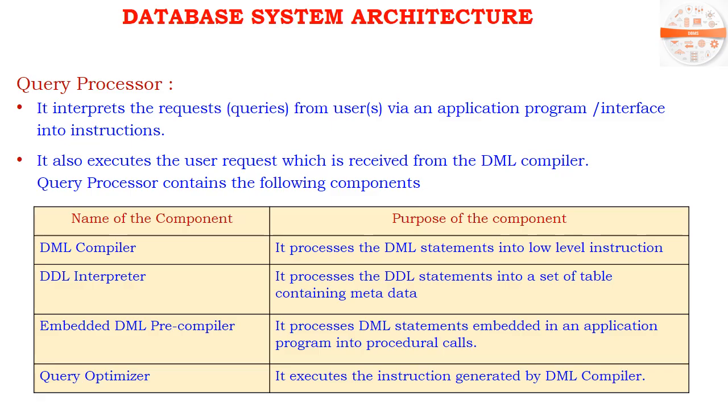DML compiler: it processes the DML statements into low-level instructions. The next one is the DDL interpreter. It processes the DDL statements into a set of tables containing metadata. The next one is the embedded DML precompiler. It processes the DML statements embedded in an application program into procedural calls. The next one is the query optimizer. It executes the instructions generated by the DML compiler.